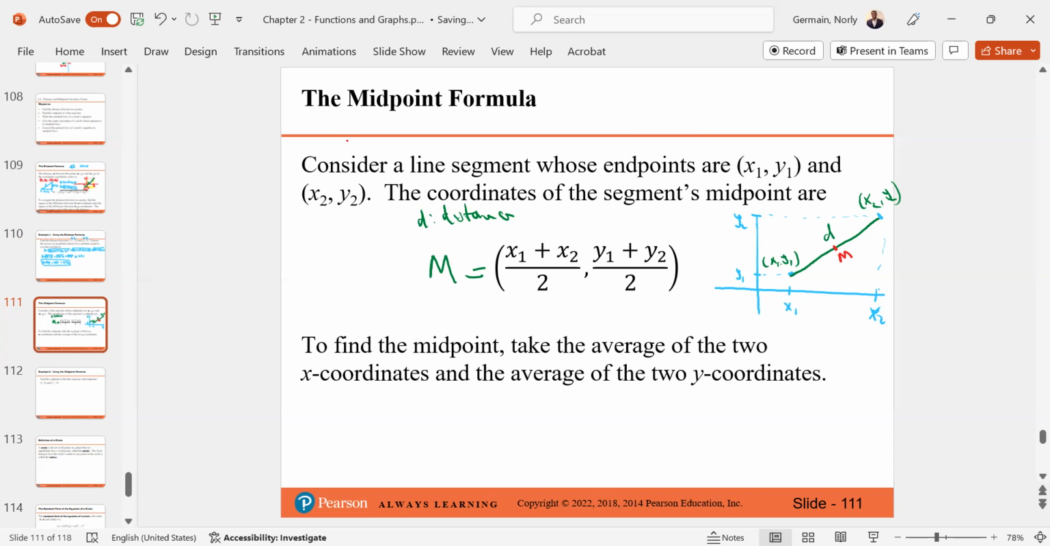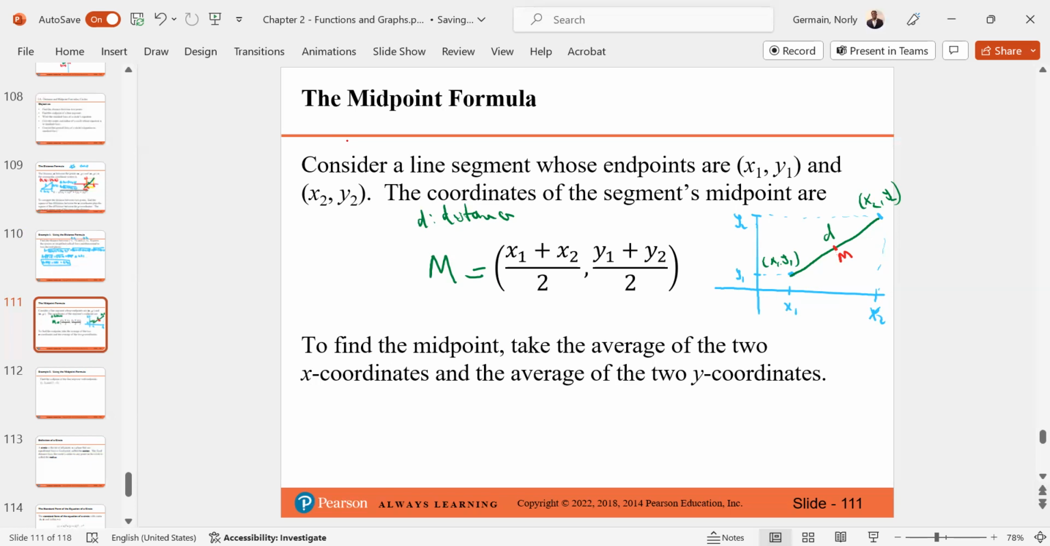The distance formula can be used to derive a formula for finding the midpoint of a line segment between two given points. So you see that's the formula. Consider a line segment whose endpoints are x1, y1, and x2, y2. The coordinates of the segment's midpoint are x1 plus x2 divided by 2, and y1 plus y2 divided by 2. So to find the midpoint, take the average of the two x coordinates and the average of the two y coordinates.